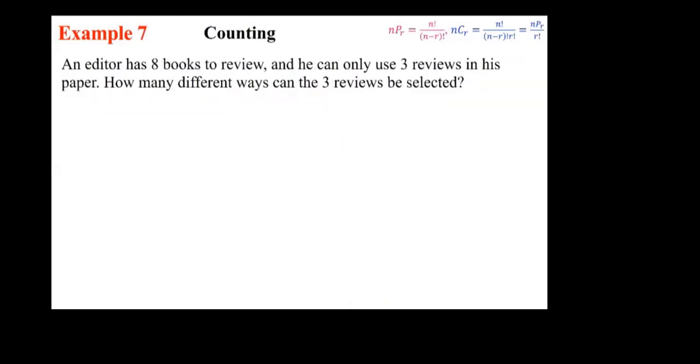An editor has 8 books to review, and he can only use 3 reviews in his paper. How many different ways can the 3 reviews be selected? The question we should ask is very simple. What about the order? Does order matter here? No. Extremely important that you read the question and decide whether order is important or not, and why. We are looking at 8 books, and we're just going to choose 3 of them, and that's all that matters. Order is not important. Therefore, you use a combination.